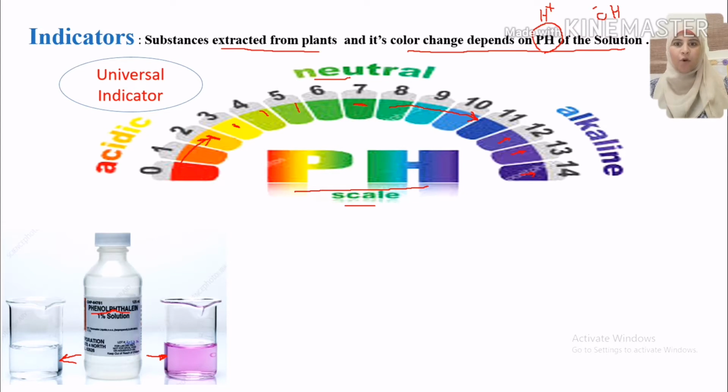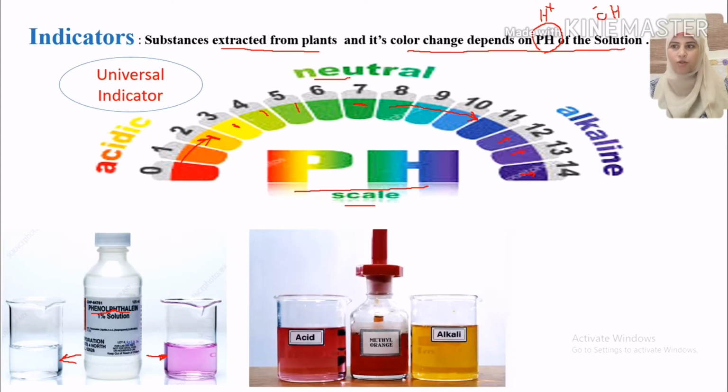We have another type of indicator. We have methyl orange. Methyl orange, its color in neutral solution is orange. Its color in acidic solution is red. And its color in basic solution, of course, is yellow. So its color in alkaline medium is yellow. So we like to use methyl orange too in differentiation between the acidic and basic medium. We are talking about the conversion of color from red into yellow.